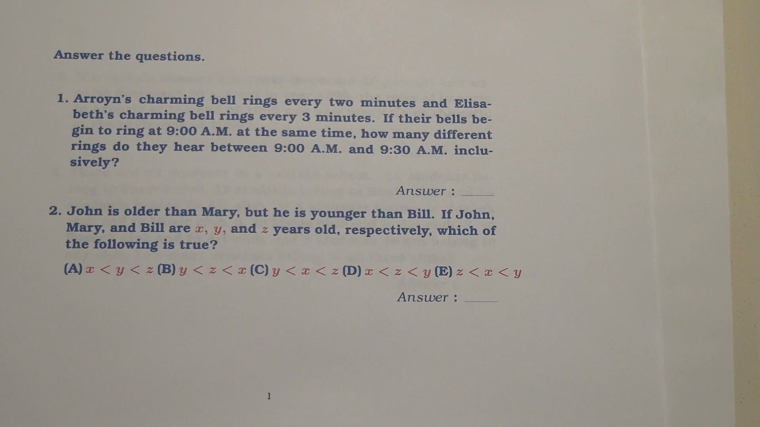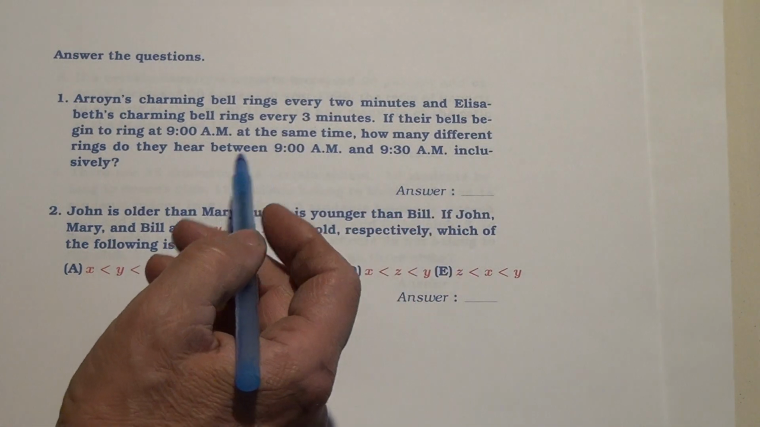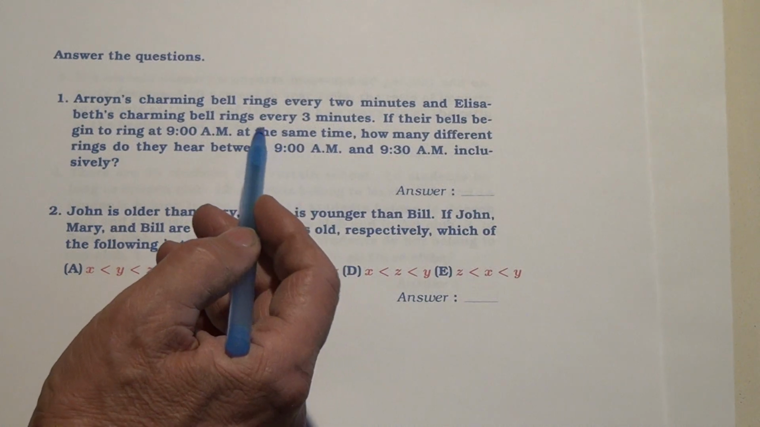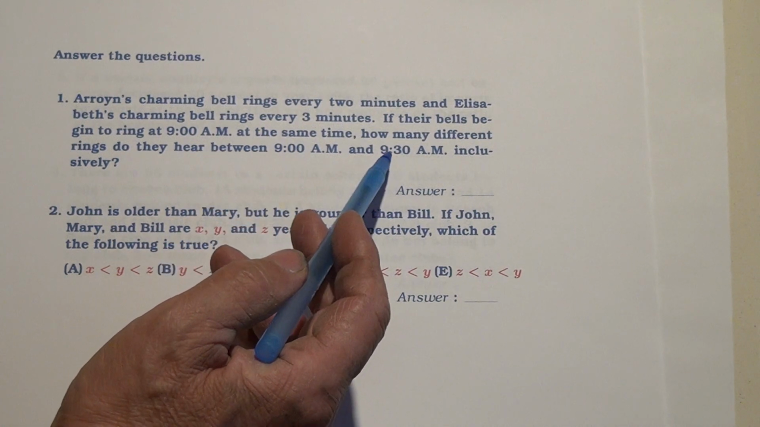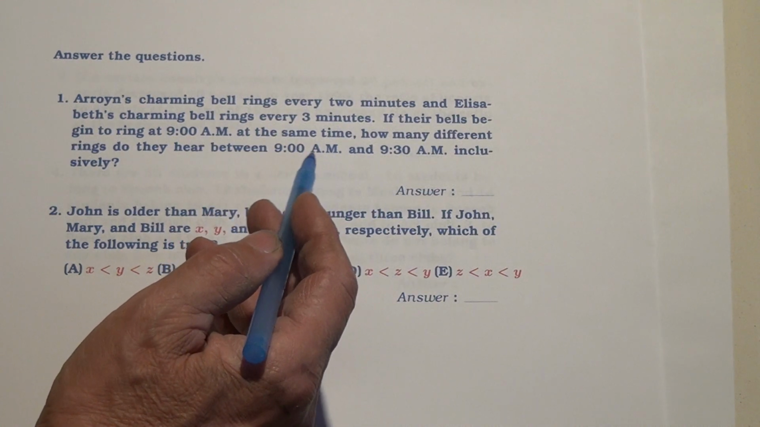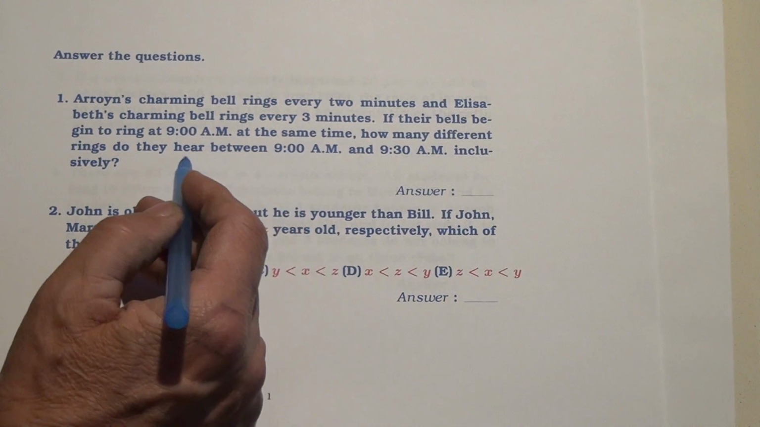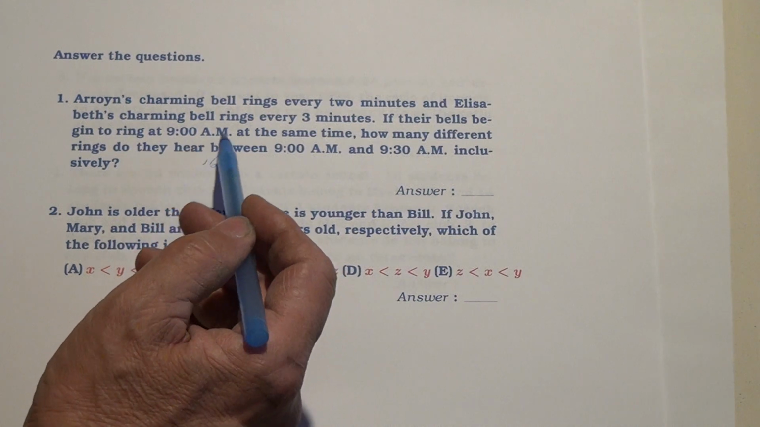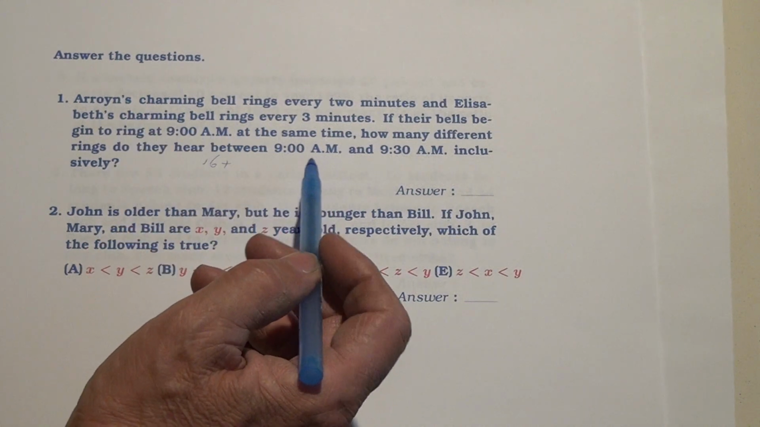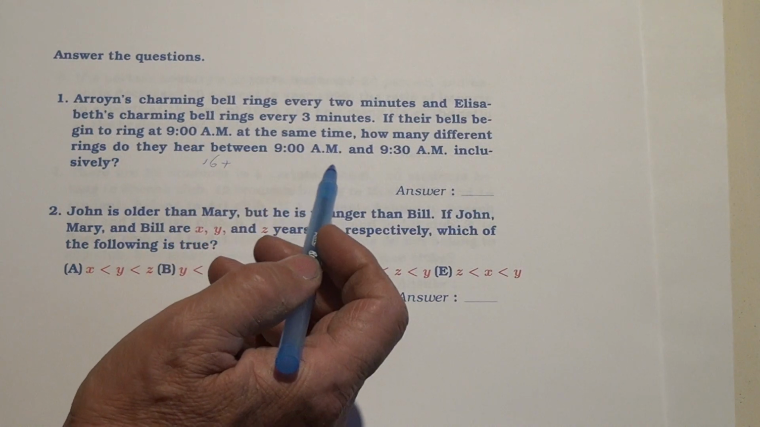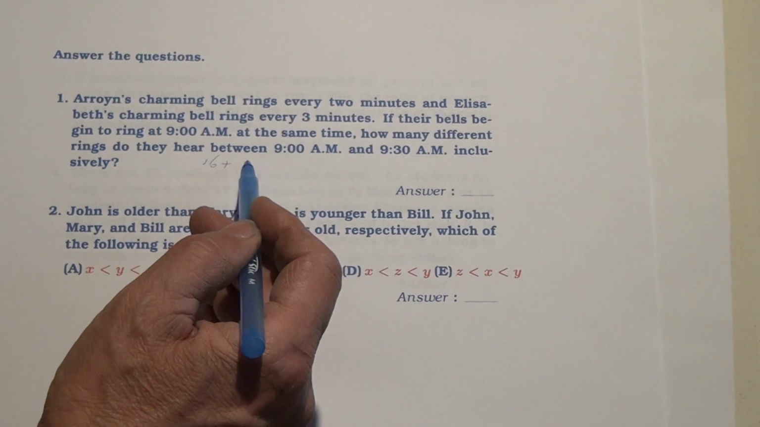Okay, you tried, right? Now, Arrange's bell rings every 2 minutes. So at the beginning one time, and then from 9 to 9:30, how many 2s do you have? 15. But when you get the multiple, you didn't count the beginning, right? So 15 plus 1 is 16 times for Arrange's charming bell. Now, Elizabeth's charming bell rings at the beginning one time and then every 3 minutes 10 times, so the total will be 11.